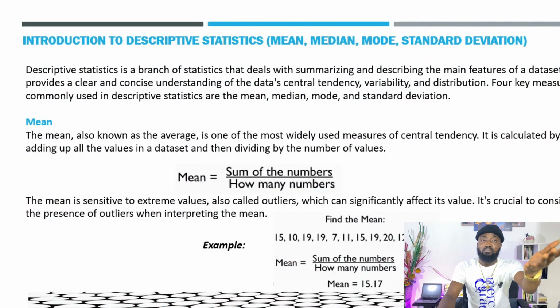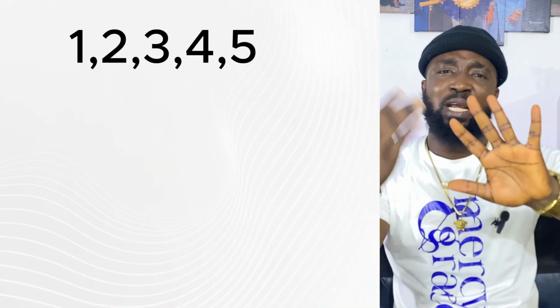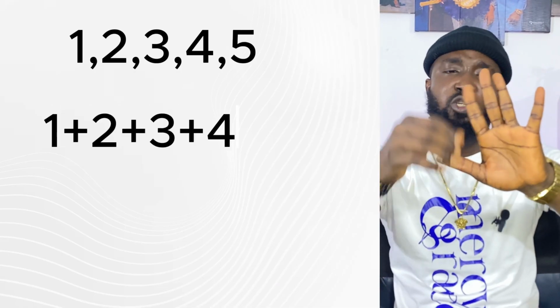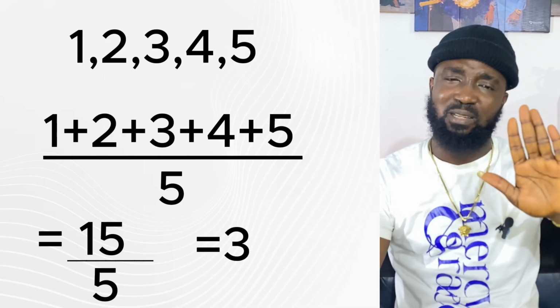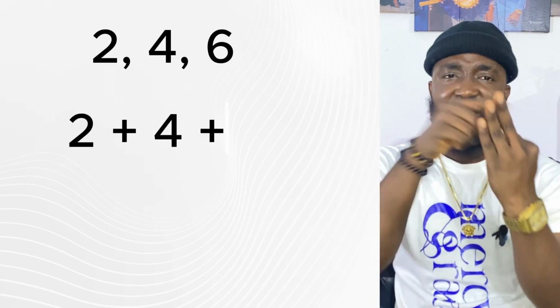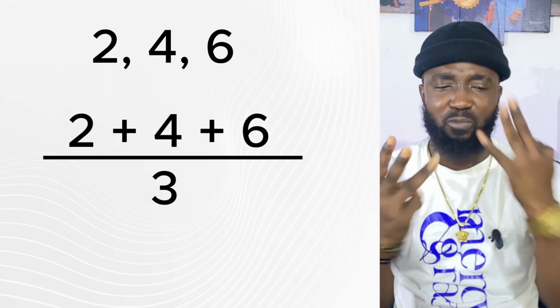So what mean simply is, is the addition of the numbers divided by the number you have. For instance, I have 5 numbers, 1, 2, 3, 4, 5. What I need to do is to add these 5 numbers, 1, 2, 3, 4, 5, divided by 5, because there are 5 numbers. That's very simple. Or let's say I have 3 numbers, 2, 4, 6. All I need to do is to add up these 2, 4, 6 divided by how many numbers are here? 3. So that's simply what mean is, otherwise known as your average. So that's mean. It's very simple.